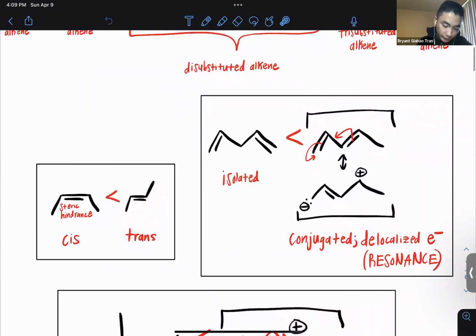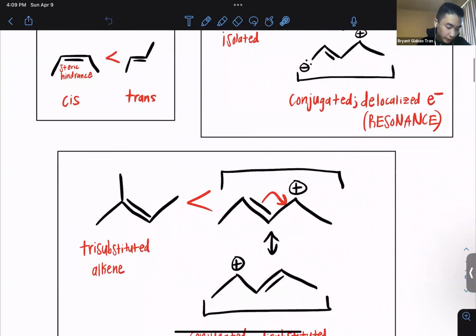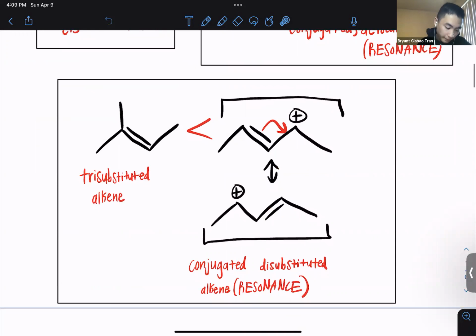Then we have an isolated alkene and a conjugated alkene. So if we see that an alkene can be delocalized or do resonance, then that conjugated alkene will be more stable than the isolated alkene, since the electrons are able to move around and be delocalized. And then we have a similar concept here, where we have a trisubstituted alkene and a conjugated disubstituted alkene, where the conjugated disubstituted alkene is more stable than the trisubstituted alkene because this conjugated disubstituted alkene is able to do resonance and delocalize its electrons in the resonance.